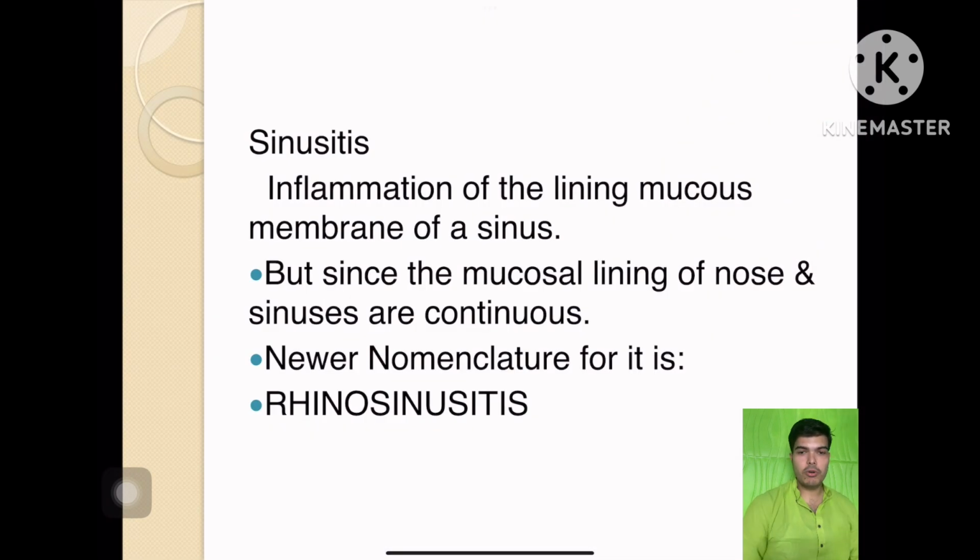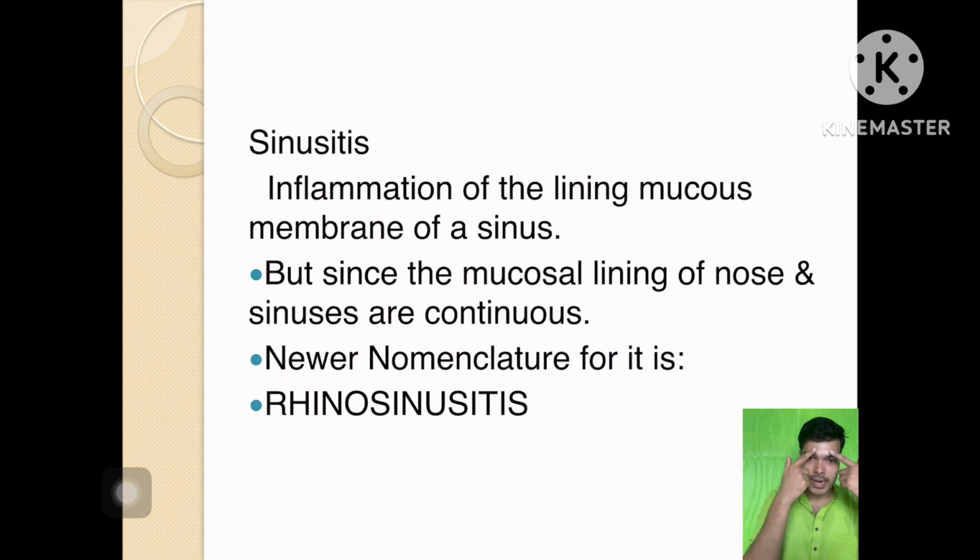So whenever we talk about rhinosinusitis, what we need to understand is the lining mucosa of the nose is pseudostratified columnar epithelium, right? Pseudostratified columnar epithelium. Now whenever we have ciliated columnar epithelium, what about the lining of the paranasal sinuses? It's also the same thing. Okay, so we have our anterior group of sinuses and posterior group of sinuses.